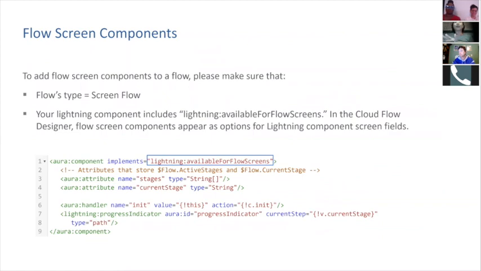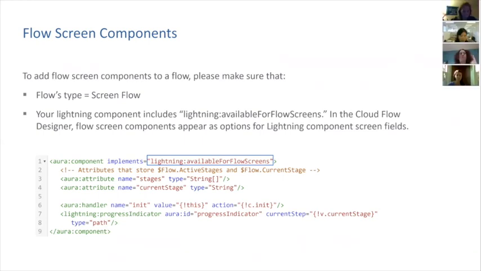In order to add a Flow Screen component into your Flow, you first need to specify your flow type as a screen flow. It will not work on auto-launch flows. Auto-launch flows are things that you invoke from Process Builder. And your component needs to include the code lightning:availableForFlowScreens. That's in the screenshot below of a Lightning component.